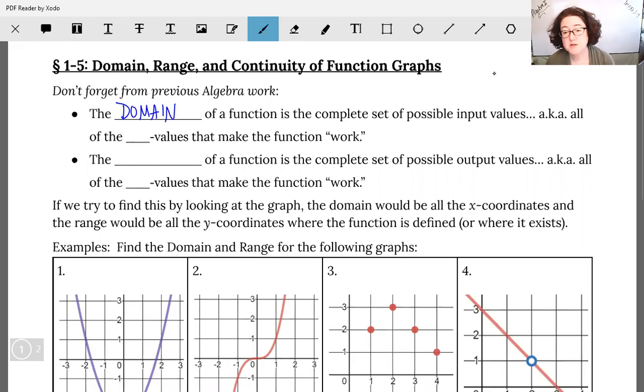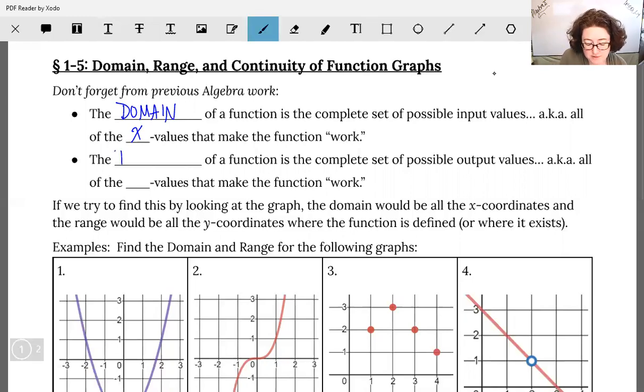of a function is always going to be that complete set of possible input values. So in other words, it's all of the x's that you can plug into a function that are actually going to work with that function. So for example, your square root function, we cannot plug in negative x values because we can't take the square root of a negative number.